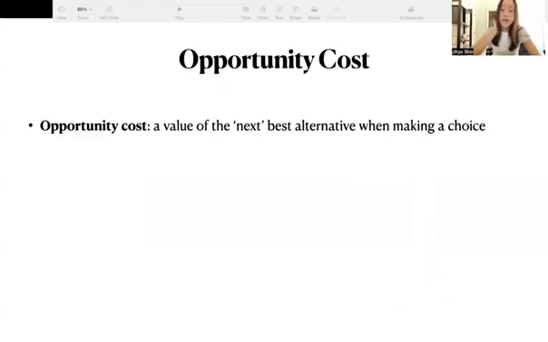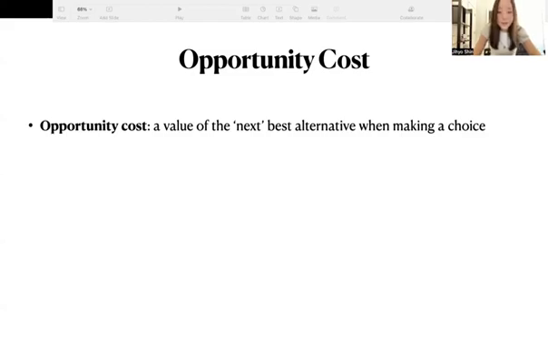What is opportunity cost? Is it the same thing? No. It is natural that you can be confused with opportunity cost and trade-offs. However, the College Board tests the difference between these ideas, so you guys need to know. Opportunity cost is the value of the next best alternative when making a choice.